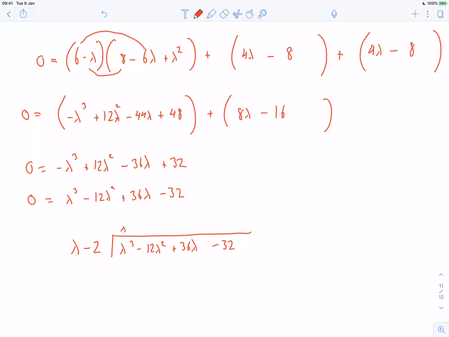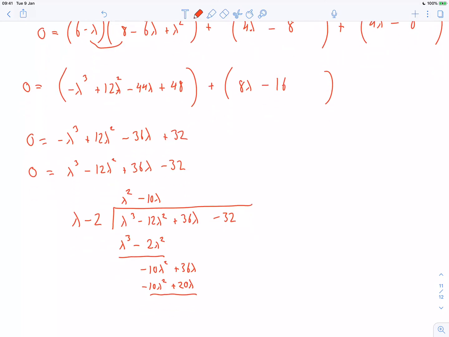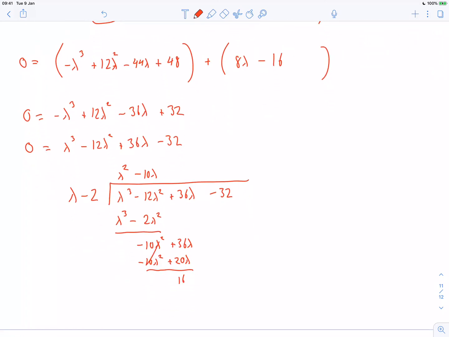Lambda into lambda cubed is lambda squared. Lambda squared times these two is lambda cubed minus 2 lambda squared. Minus that over is minus 10 lambda squared. Bring the 36 lambda down. How many lambdas into the minus 10 lambda squared? That's minus 10 lambda. Times that in is minus 10 lambda squared plus 20 lambda. Minus that, they cancel. You're going to be left with 16 lambda minus 32. Bring this down. And then how many lambdas is 16 lambda? That's plus 16. And then 16 lambda, 16 times minus 2 is minus 32. The remainder is 0, so it is indeed a factor.